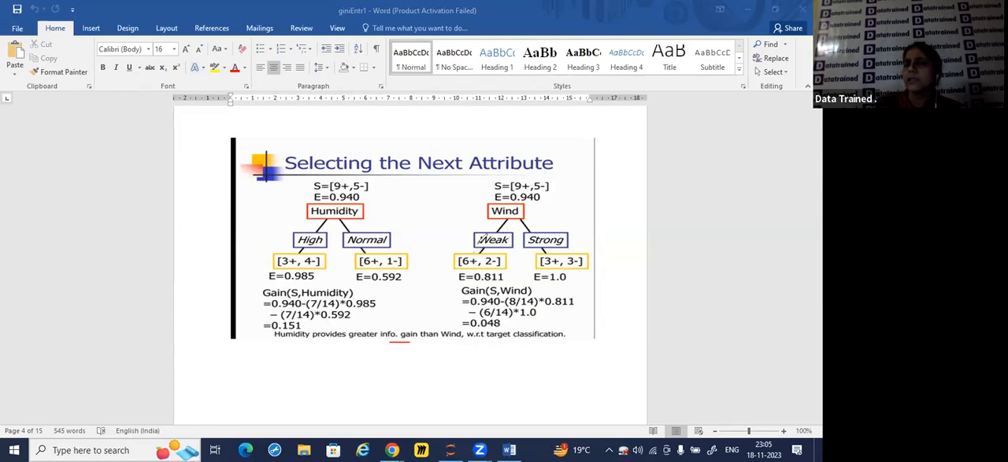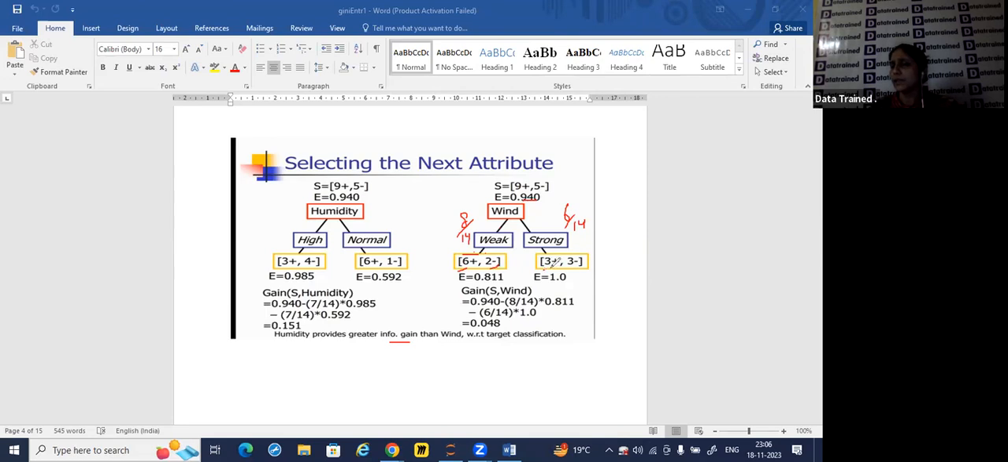Here it is saying the total entropy is 0.94 for playing tennis. Weak wind happens 8 times, 8 by 14, and strong wind happens 6 by 14 times. Now we need to see, in weak wind, how many times the player has gone out to play or not. 6 times the player has gone out to play in weak wind, 2 times the player has not gone out to play in weak wind.